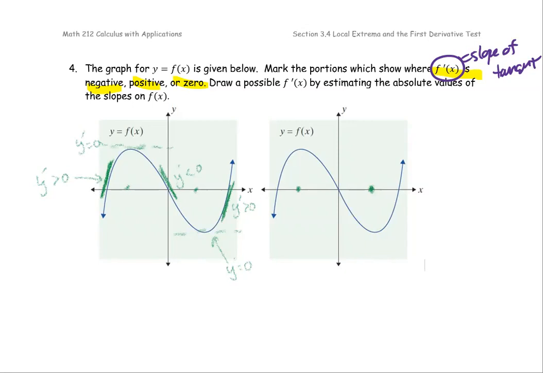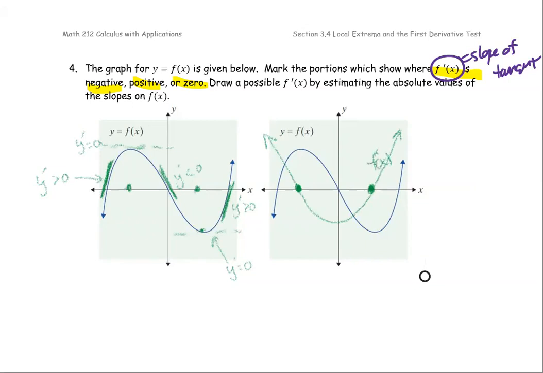I'll use different colors. In green, the green graph is going to be the graph of y prime. At the horizontal tangent, the graph of y prime, or f prime, is going to cross the x-axis because it is 0. The left side is positive, so it is in the positive region. Between the first horizontal tangent and the second horizontal tangent, the graph remains negative, below the x-axis. From the second horizontal tangent toward positive infinity, the graph is rising, so the slope is positive. The graph in green is the graph of f prime of x.